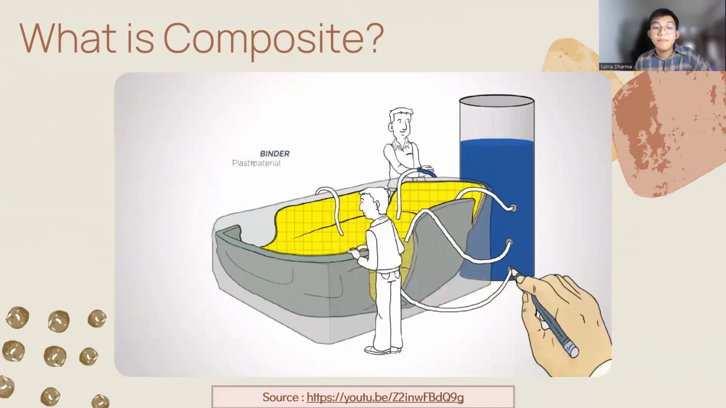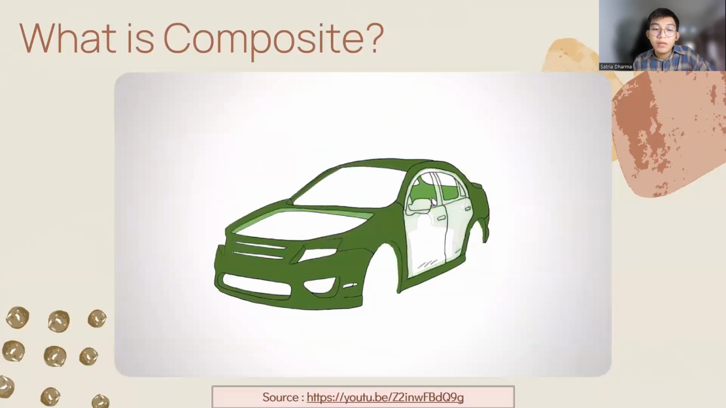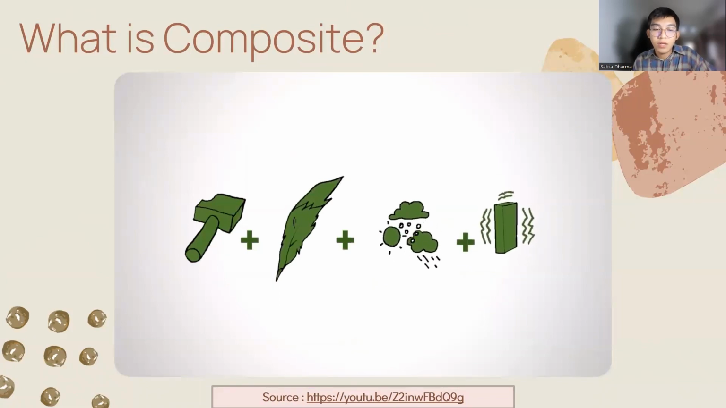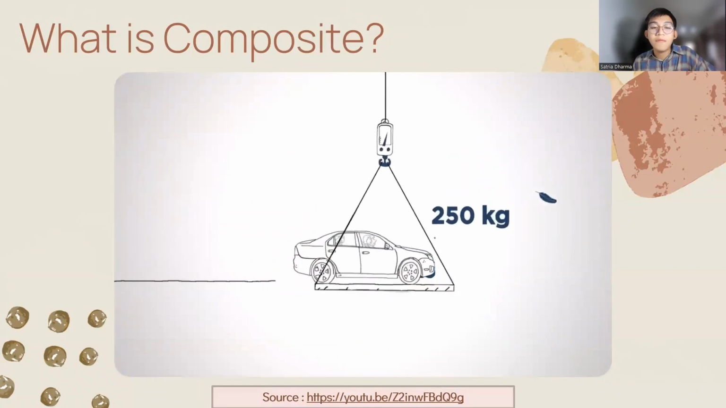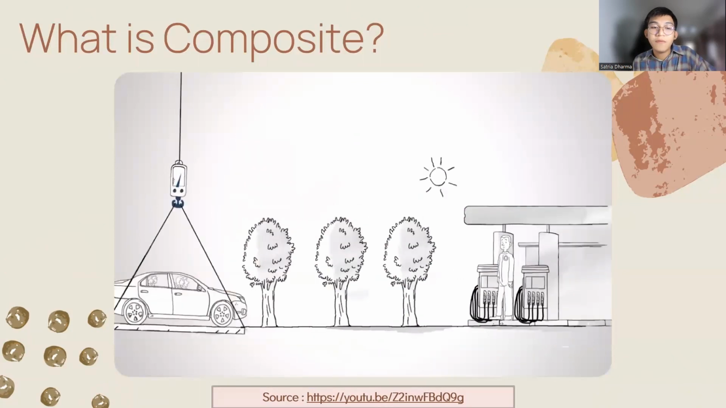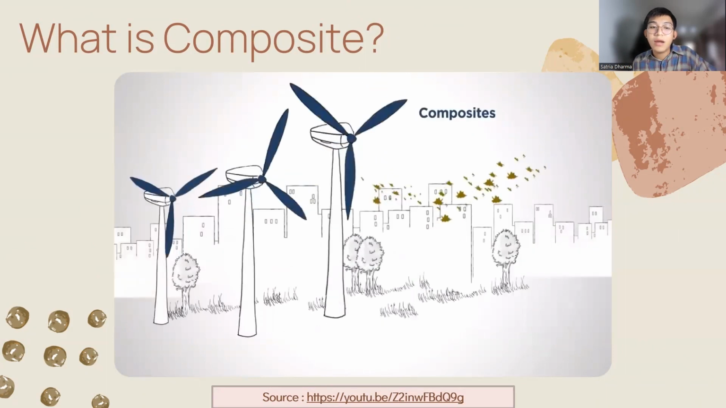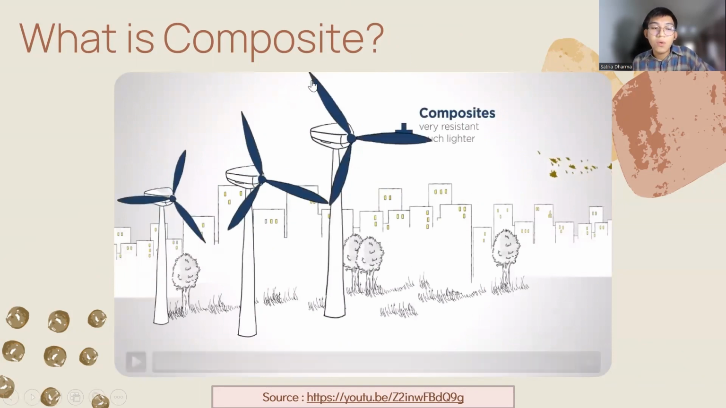The second component is a binder. It can be a plastic or polymer resin. This matrix ensures the cohesion of the structure. The material thus obtained has properties that the components on their own do not have. Let's take this example. For example, this car, in 5 years, will weigh 250 kilograms less and save 4 liters of energy per 100 kilometers. Furthermore, composites on the whole have the advantage of being very resistant and much lighter than metals.